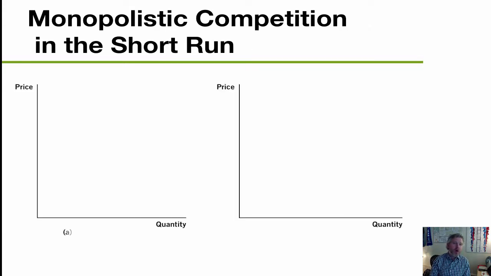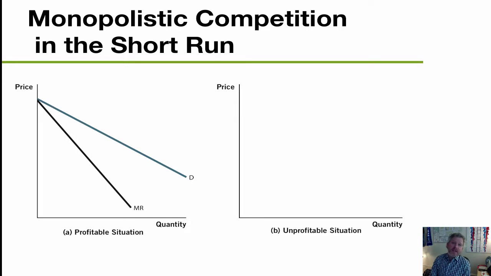Here is going to be a profitable situation on the left and an unprofitable situation on the right. So the firm in monopolistic competition on the left is going to have a profit to start with in the short run, and the one on the right is going to have a loss. So let me build this in. This is going to look just like the monopoly firm graph. So here is a demand curve. We have a marginal revenue curve that is twice as steep as the demand curve.